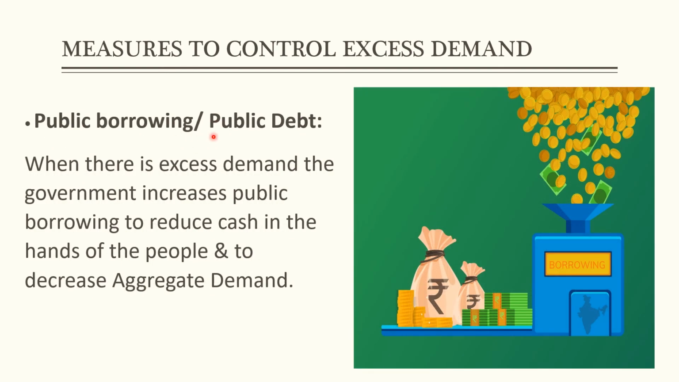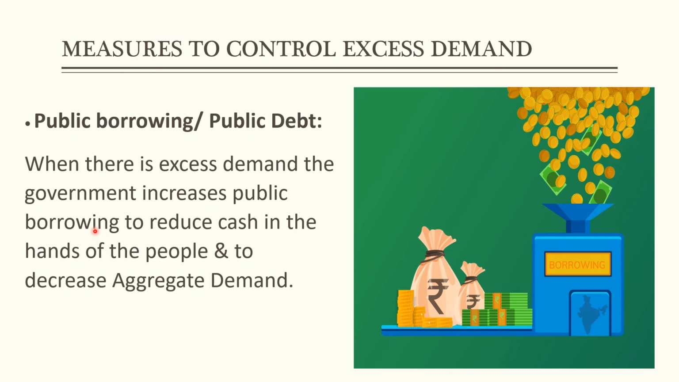Here is another tool used by the government to control excess demand, and that is public borrowing or public debt. When there is excess demand, the government increases public borrowing. How does the government borrow from the public? By issuing bonds. The government may sell bonds, securities, treasury bills in the open market.